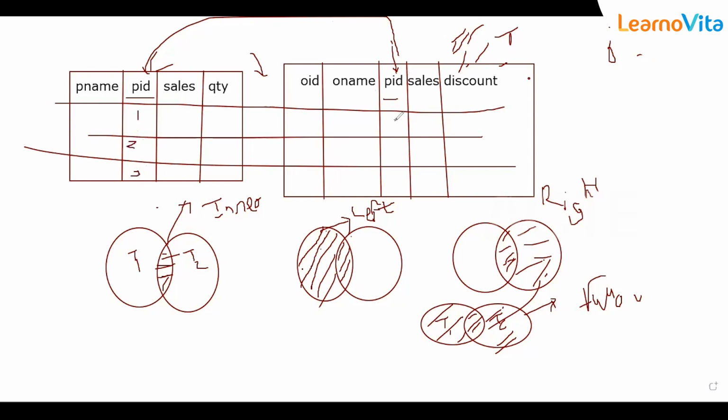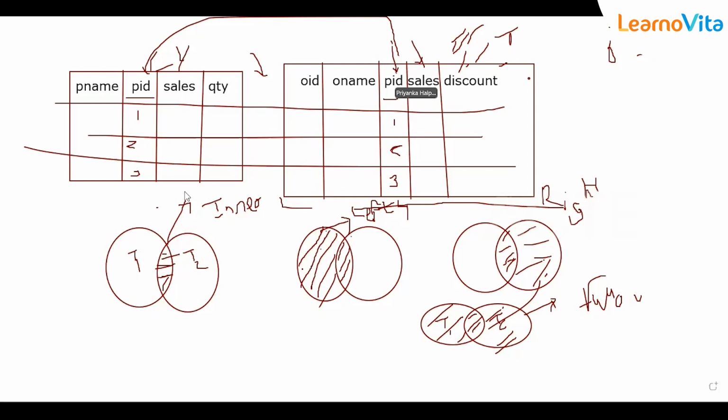Say I have 1, 2, and 3 here, and I have 1, 2, and 3 here. Let's say I have another row, the fourth row, the product number 4. So I have 4 rows in this table and 3 rows in the other table. If I say inner join, I'll get only the data of those rows which are common, which is nothing but 1, 2 and 3. Getting it? Clear?